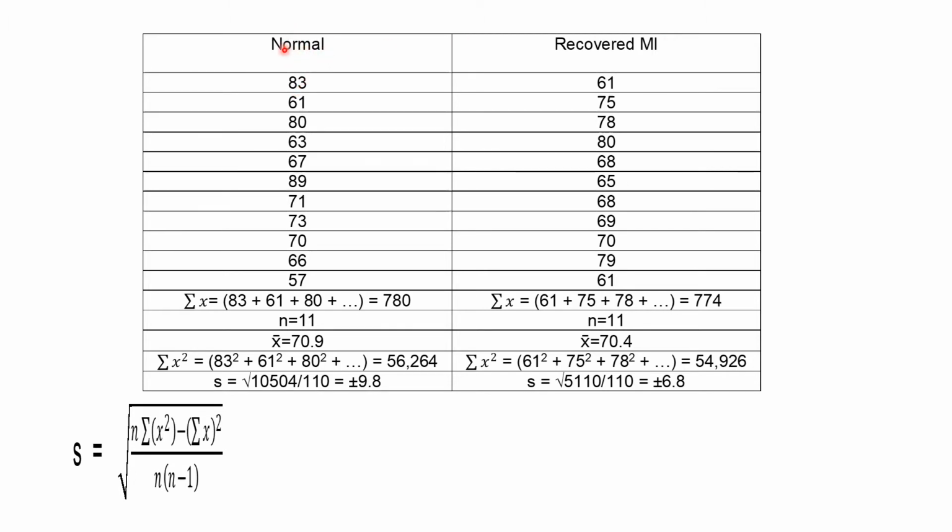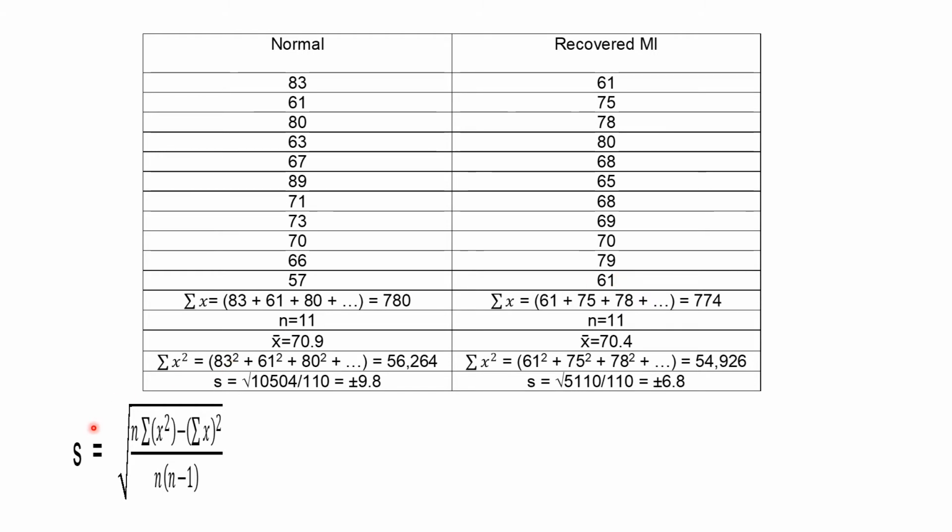So for the normal group, I have 11 men, and also for the recovered myocardial infarction, I also have 11 men. I'm going to go ahead and collect their heart rate. So these numbers right here, they're representing their heart rate. So I have 11 heart rate data points for this group right here, and same thing, I have 11 heart rate data points for the group of men that just recovered from the heart attack.